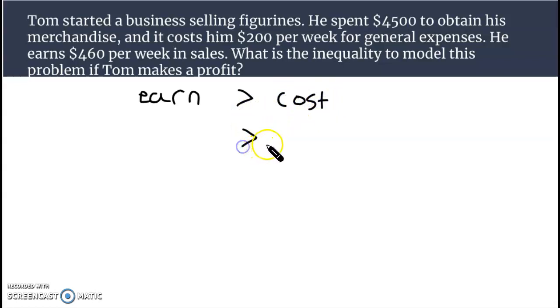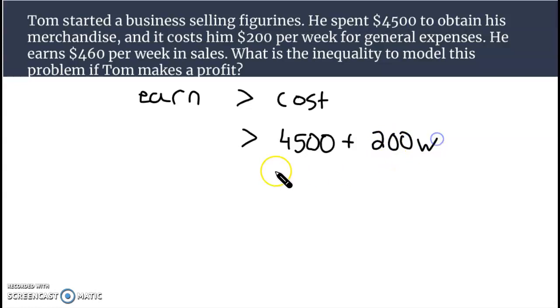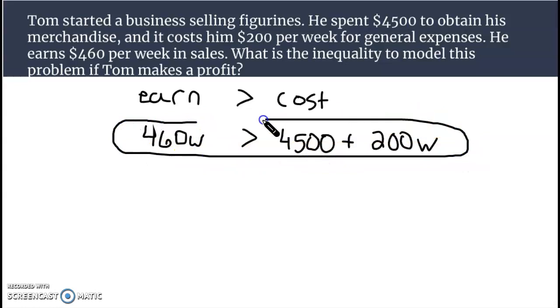Well, in this problem, there are 2 types of costs. There's the $4,500 that Tom had to just put up to get his business going. We add to that his weekly expenses, 200W, 200 times the number of weeks. But then he's going to earn 460 per week, 460W. And there's the setup. Notice how what he earns needs to be greater than what his costs are, and that will tell us that he gets a profit.